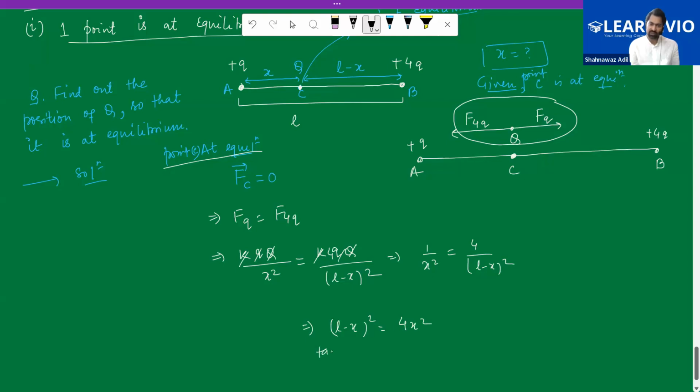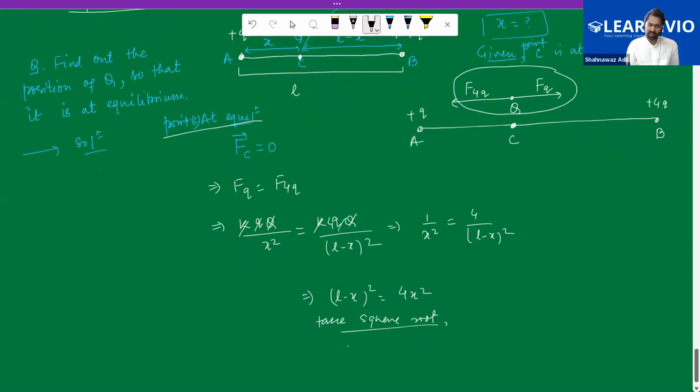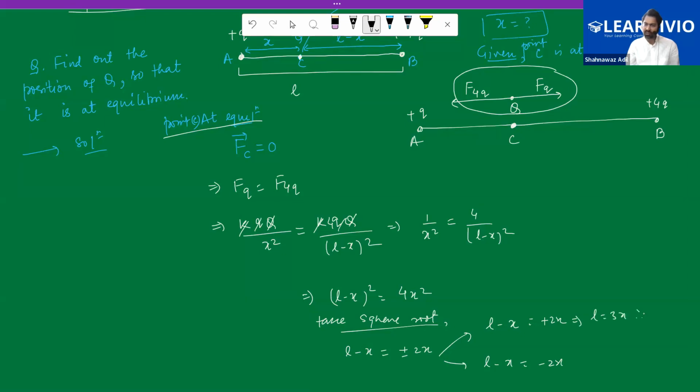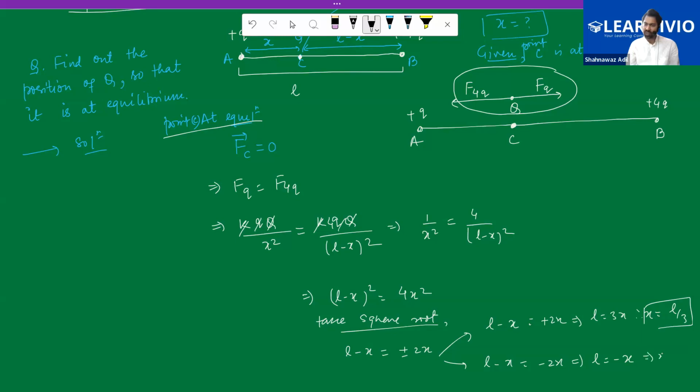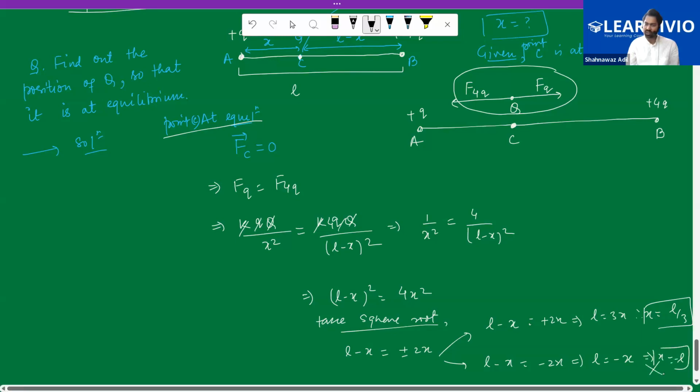If we take the square root, L minus X equals plus or minus 2X. First we take plus 2X: L minus X equals 2X, so L is 3X, and X is L by 3. If we take minus 2X, we get X equal to minus L, which is not correct. So this would be the answer: the separation should be X equals L by 3.